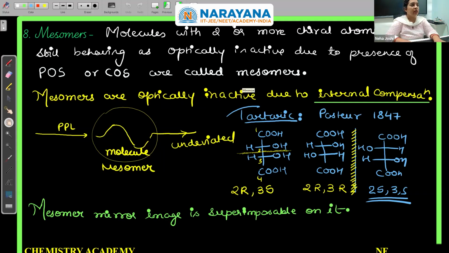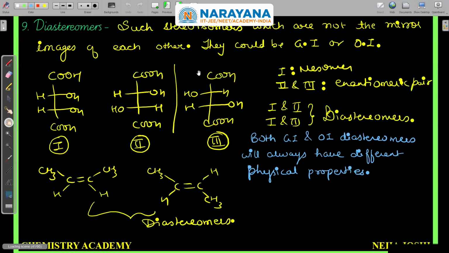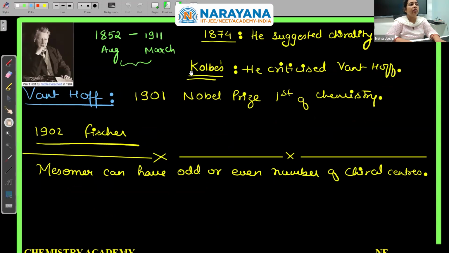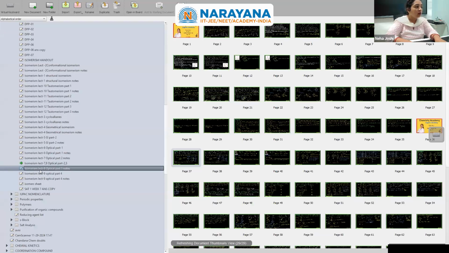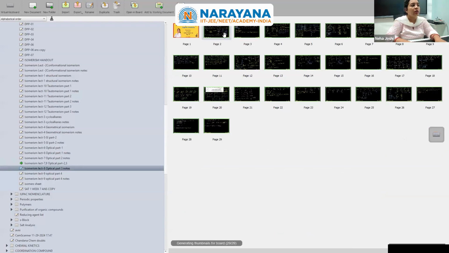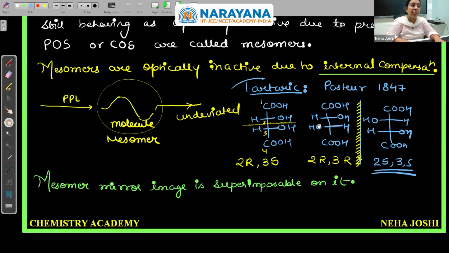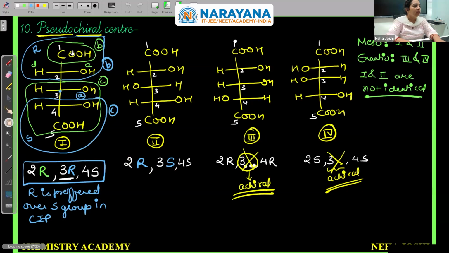So let me change. It can have an odd number of chiral centers. It can be both. Yes, both is the correct answer. It can have an odd number of chiral centers also. What do you all say? It is not always compulsory that it should have an even number only. Now for odd, I am moving ahead in the slide so that I can show this one.